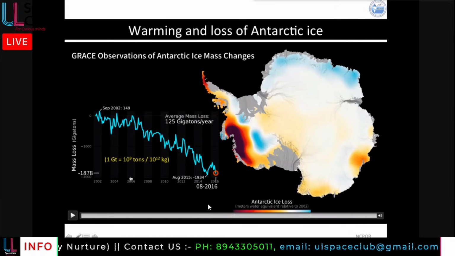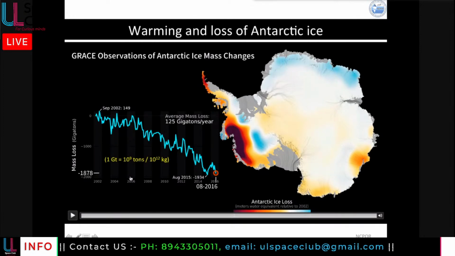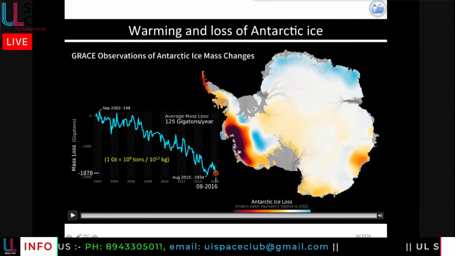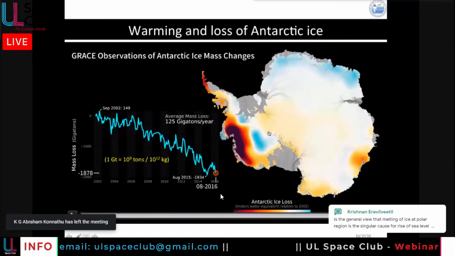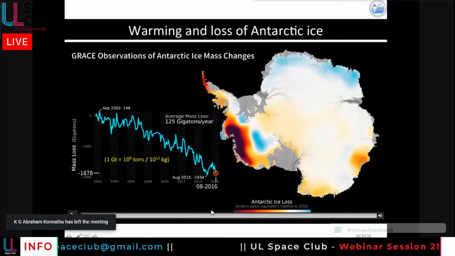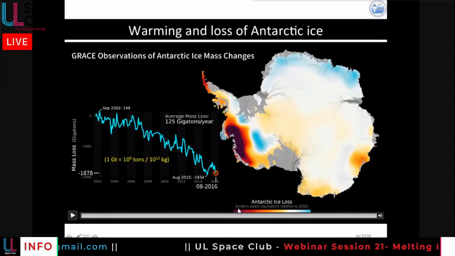A gigaton is nothing but about 10 to the power of 12 kilograms, or 10 to the power of 9 tons. So it's a huge amount of ice being lost, essentially happening around West Antarctica. I will come back to this again.